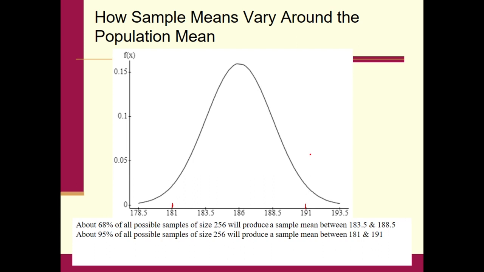And then go out one more standard deviation. About 99.7% of all possible samples of 256 will produce a sample mean between what? 178.5 and 193.5.